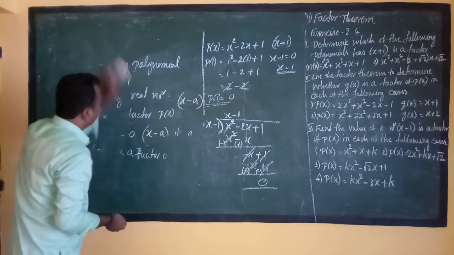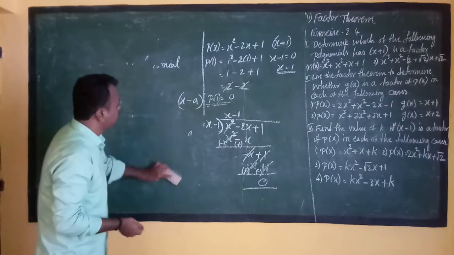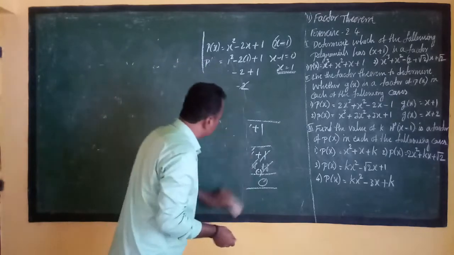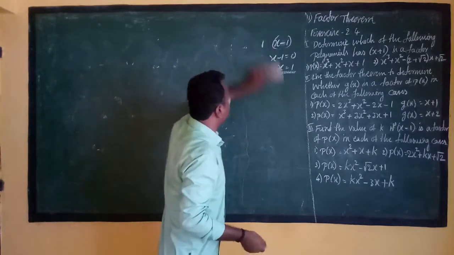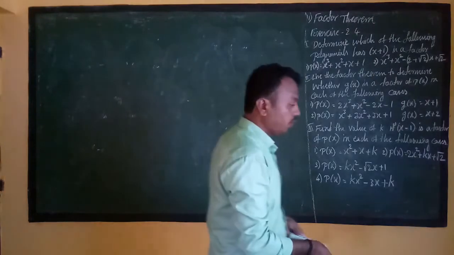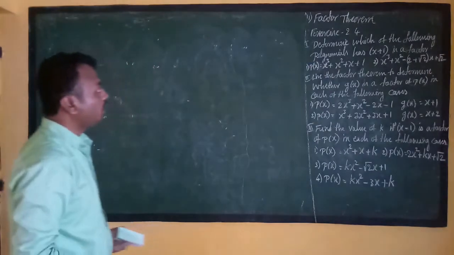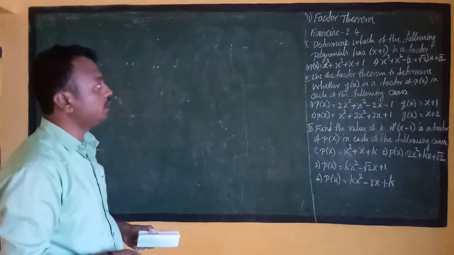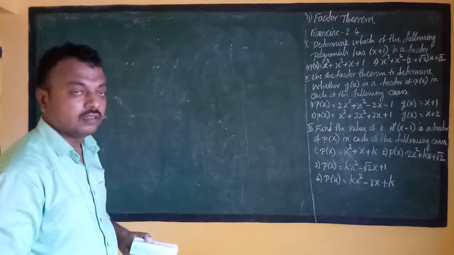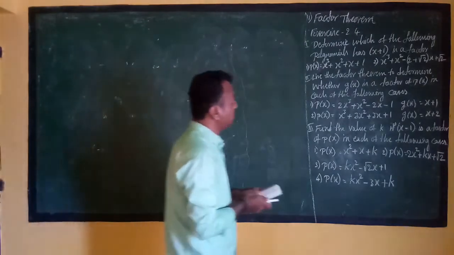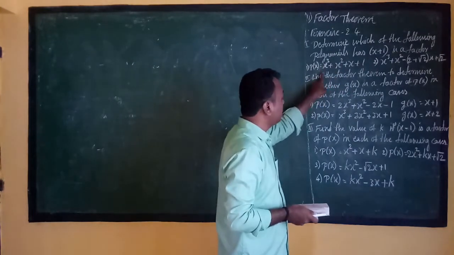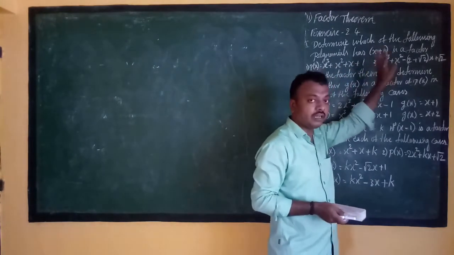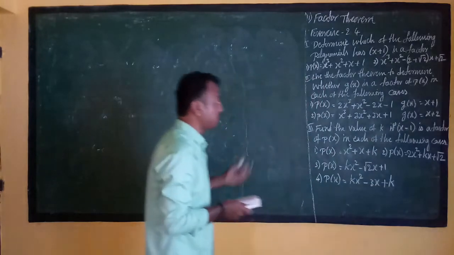I hope you understand the factor theorem. Okay. So next, we have to solve the exercise problems. So what are those exercise problems? First one, determine which of the following polynomials has x plus 1 as a factor. So let us check it. X plus 1 is one of the factors. Is it a factor of this p of x or this p of x? I don't know. We have to calculate it. We have to check it.